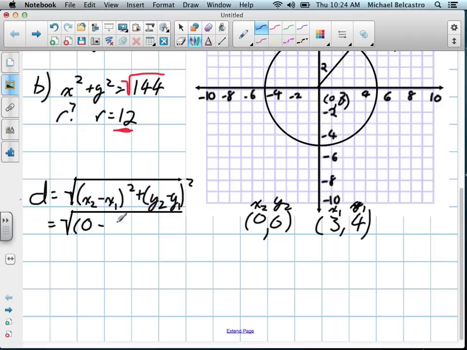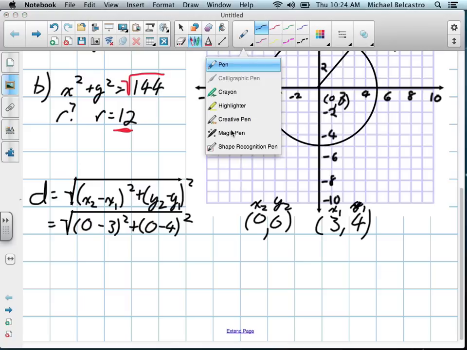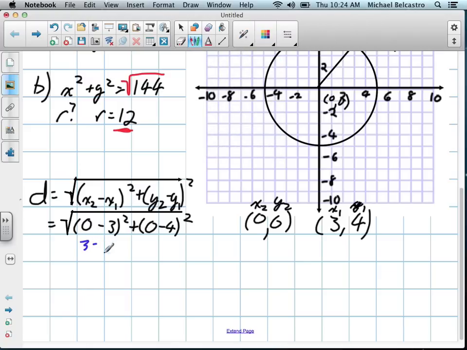Zero subtract x1 is 3 squared, plus y2 is 0, subtract 4, which is y1 squared. Now, if we'd done vice versa, it would have been 3 subtract 0 and 4 subtract 0. Okay? So I'm going to show you how these would have ended up being the exact same also.